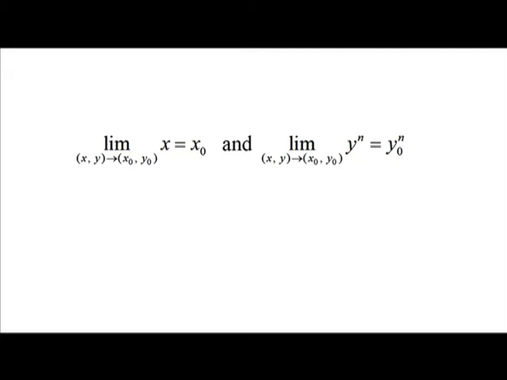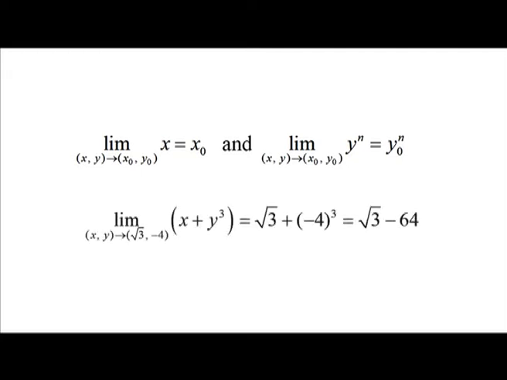The above equation gives the limit as (x, y) approaches (root 3, negative 4) of x plus y cube is equal to root 3 plus negative 4 all cube, which is equal to root 3 minus 64.